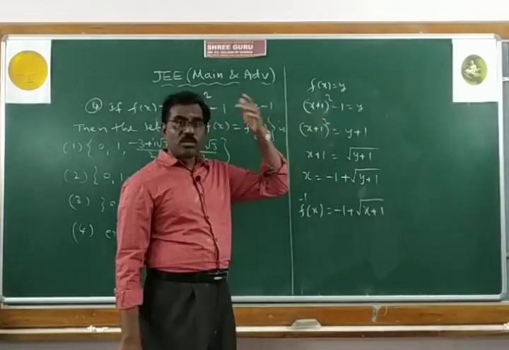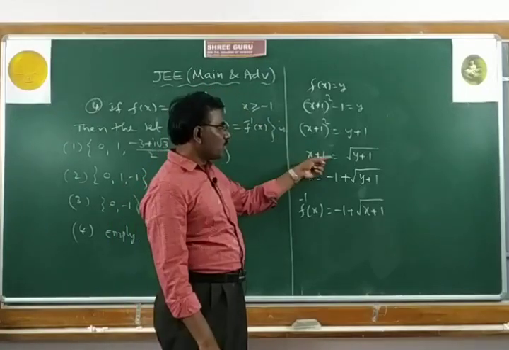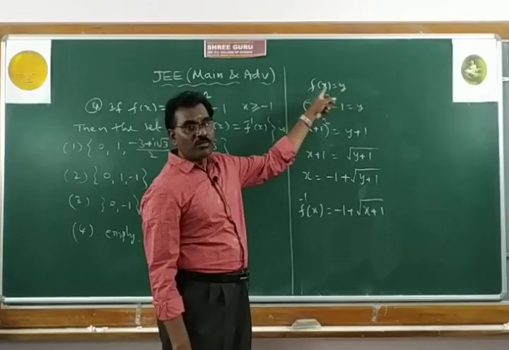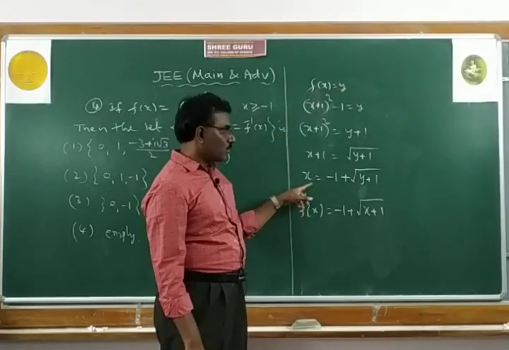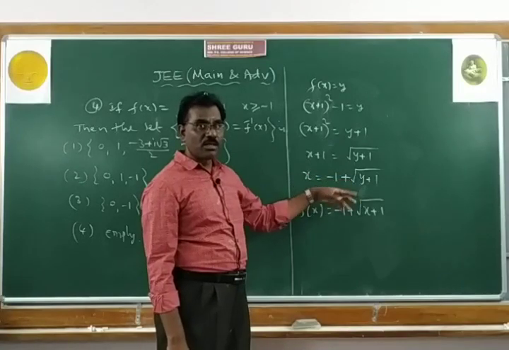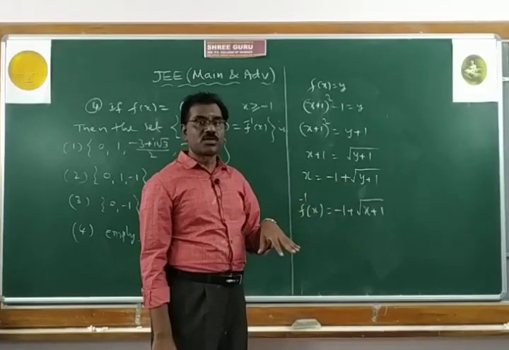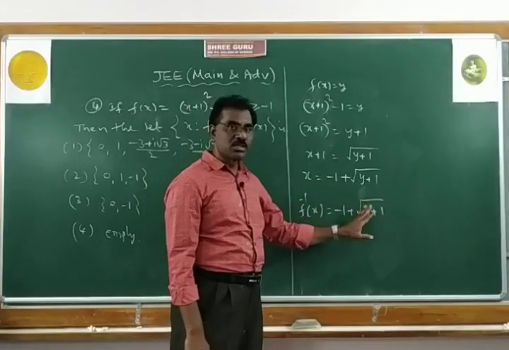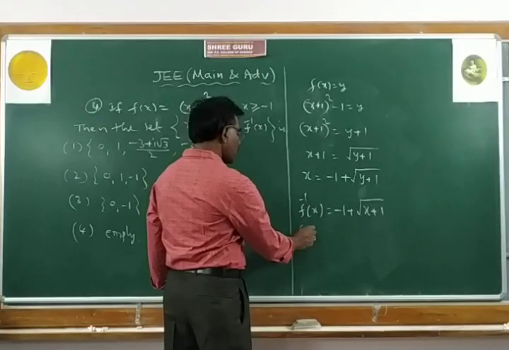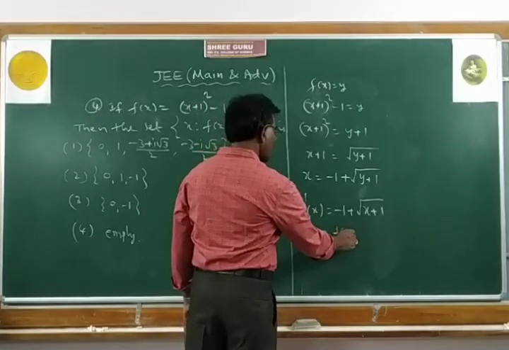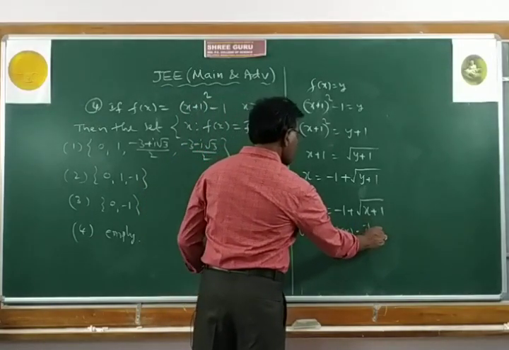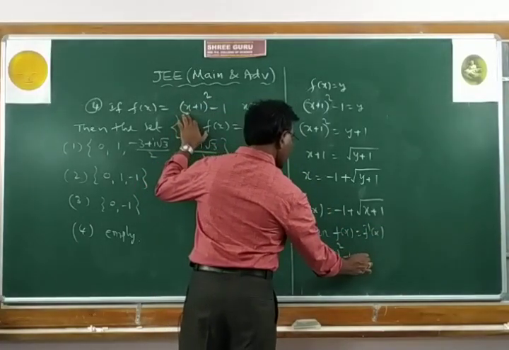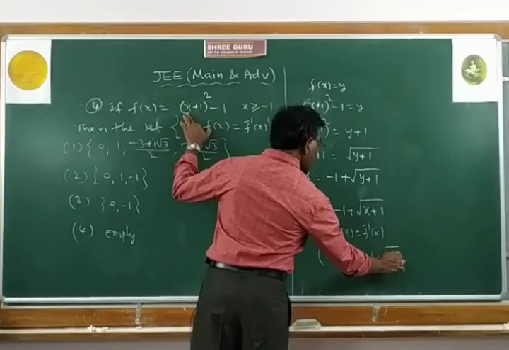I am taking the onto formula, x value in terms of y. What is x? x value is f inverse of y. f inverse of y is x, no? You got f inverse of y. Interchanging x and y, f inverse of x is also correct: f inverse of x is minus 1 plus root of x plus 1. This is it. So what is given? Given f of x is equal to f inverse of x. What is f of x? (x plus 1) whole square minus 1, equal to minus 1 plus root x plus 1.